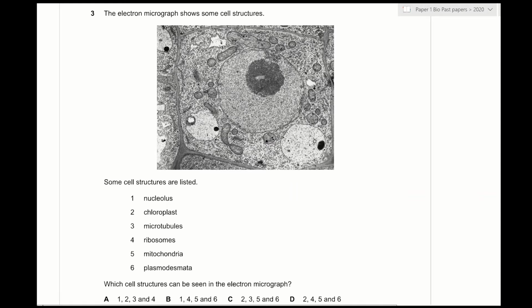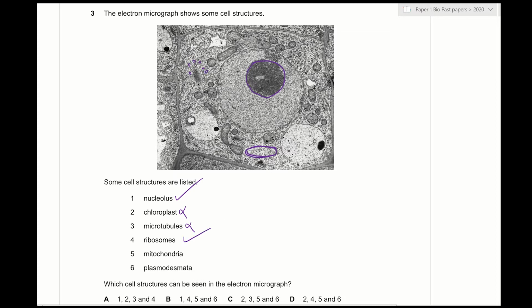The electron micrograph shows some cell structures. Some cell structures are listed. Which cell structures can be seen in the electron micrograph? Clearly, this black spot indicates that nucleolus is present. 2. Chloroplasts. Here, chloroplasts are not visible. That's what chloroplasts would look like, an oval-shaped large structure. So they are not present. 3. Microtubules. Here, microtubules are not really visible. 4. Ribosomes. As we could see here, there are granules throughout the cytoplasm. These granules are definitely the ribosomes.